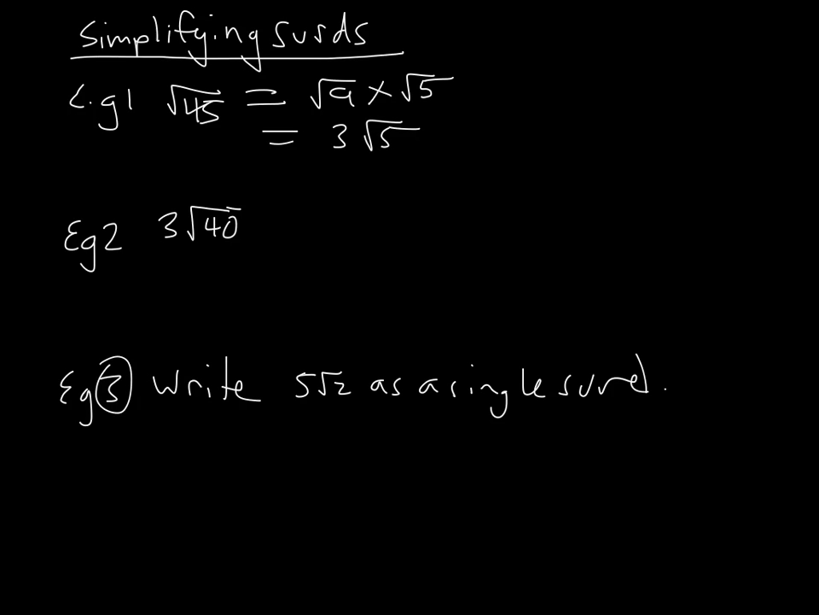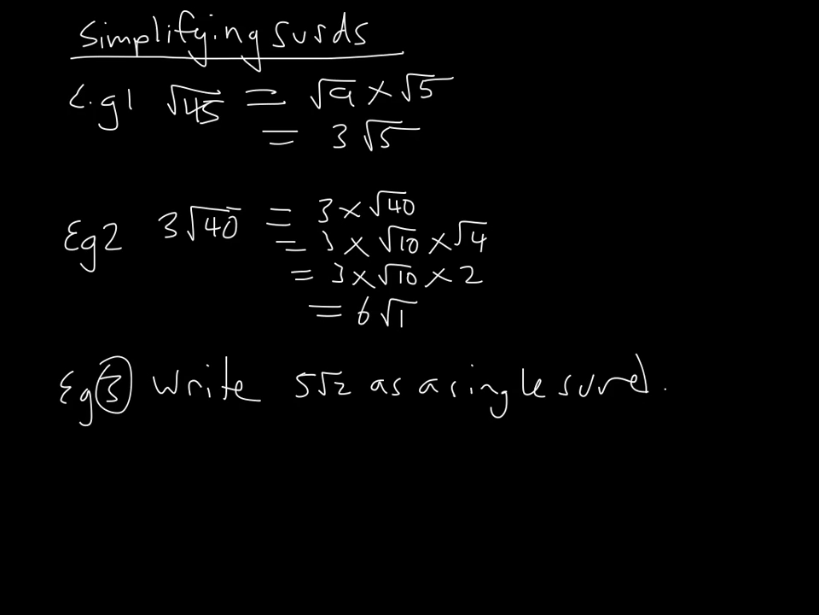Okay? If I had something like 3 root 40, that's the same thing as 3 times, let's say, root 10 times root 4, which is the same thing as 3 times root 10 times 2, which equals 6 root 10. Okay, so simplifying surds, just keep breaking it up into its factors until you can't break it up anymore.